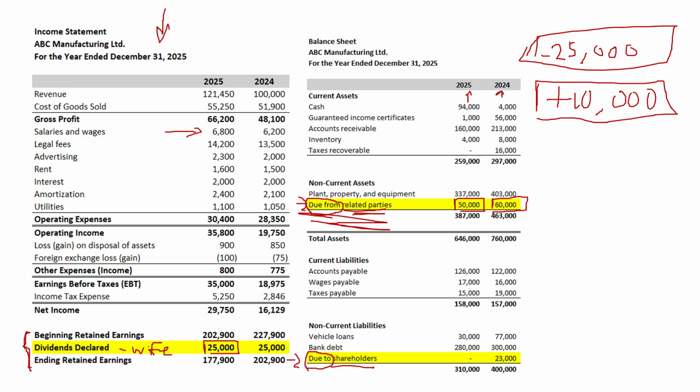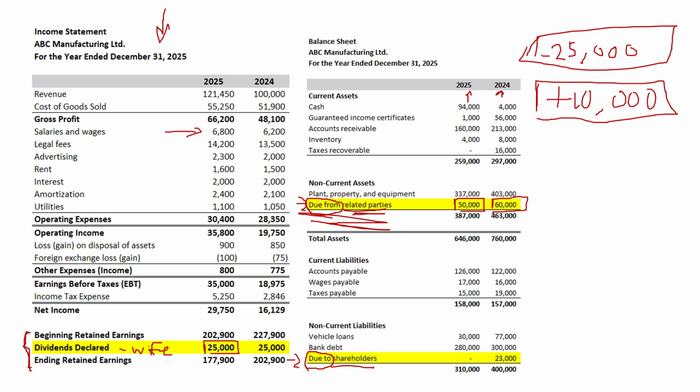It's not always going to tell you what related party it is. And that's where the notes to the financial statement sometimes come in handy, because it'll tell you who that related party is. Okay, but that's just something to cover later.